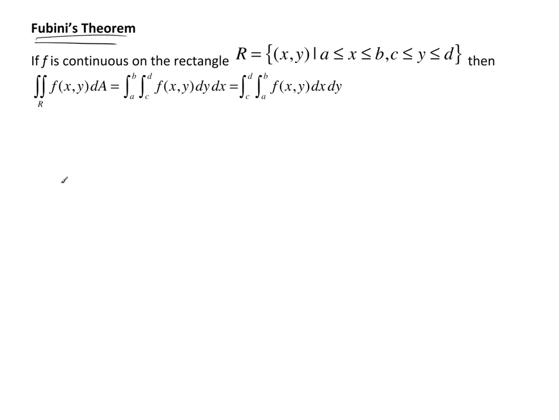Fubini's theorem says that if f is continuous on the rectangle R, so it's all x, y such that x is from a to b and y is from c to d, then the double integral over the rectangle of f of x, y with respect to the area, we can represent as the integral from a to b, c to d of f of x, y dy dx, but that's equal to, I'm going to change the order of integration, dx dy, but with that, these bounds also change. So I just switched both of these.